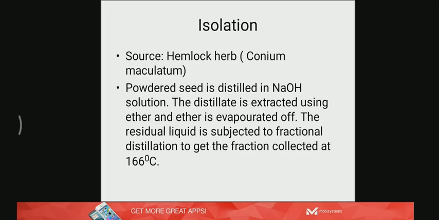So in ether, of course, alkaloid is more soluble. So this coniine will go into the ether layer and then it is separated using a separating funnel. Ether layer is collected and solvent ether is evaporated off. So you get the residual liquid. But it will not be very pure, and purification is done by fractional distillation. So the residual liquid is taken for fractional distillation, and the fraction collected at 166 degrees Celsius is supposed to be coniine.